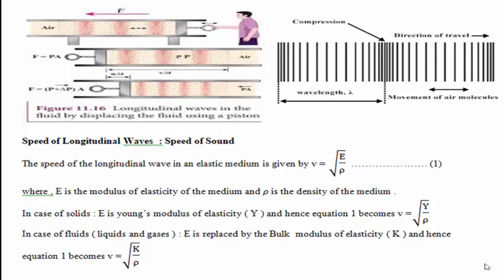As you can see in these two diagrams, in the first diagram, you can see a pipe. In that pipe there is air. In the air, some portion of the air particles come closer to each other. That portion is taken as compression. In some part of the pipe, you can see the air particles are moving away from each other.